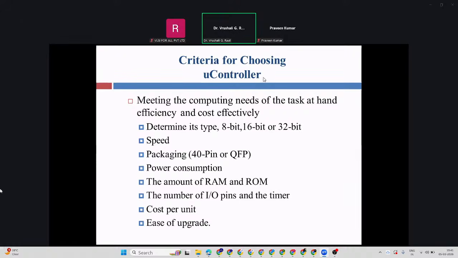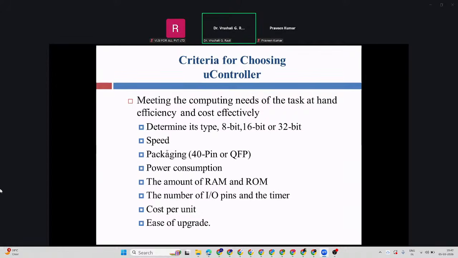Then, other than that, what is my heading criteria for choosing the microcontroller? Now, meeting the computing need of the task at hand, efficiency and cost effectiveness, which was the first point we have taken in the last slide. How are we going to find out the computing need? Determine its type. Is it 8-bit, 16-bit, or 32-bit? What is my requirement and how is my microcontroller? That we have to find out. Then the speed. Speed means the frequency at which your microcontroller is working.